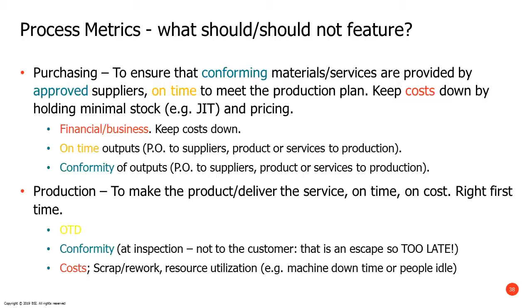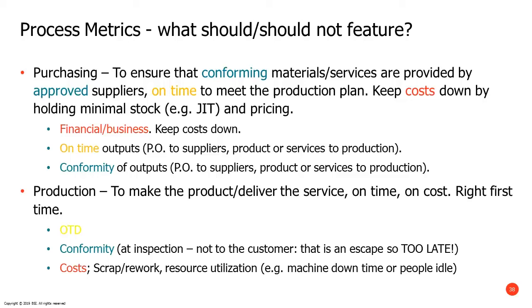So what should or shouldn't feature? Some examples. Purchasing. You need to ensure that conforming materials and services are provided by approved suppliers on time to meet the production plan. So if you're trying to write some metrics for a purchasing process, you need conforming materials or services. You need them on time with the production plan. And you may have something coming down from the top level of the business about keeping overall costs down, holding minimum stock, for example, using JIT or just in time, and of course the pricing. So you've got a financial metric, you've got on-time metrics, and you've got conformity metrics.